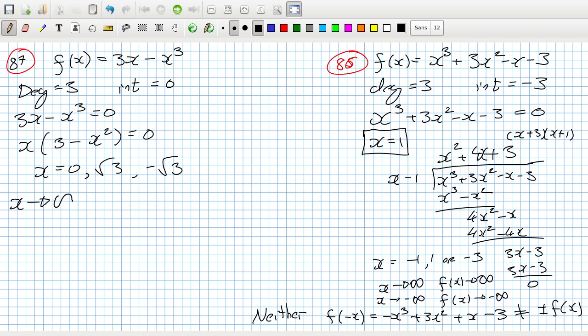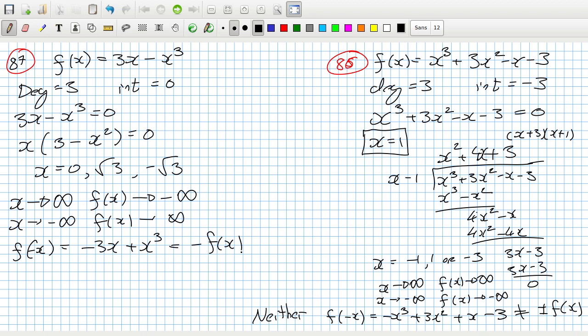So when x tends to infinity, f(x) will tend to minus infinity, and when x tends to minus infinity, f(x) will tend to infinity. And let's see if it's even or odd. I think it's odd. f of minus x will equal minus 3x plus x cubed, which equals minus f of x, which makes it odd.